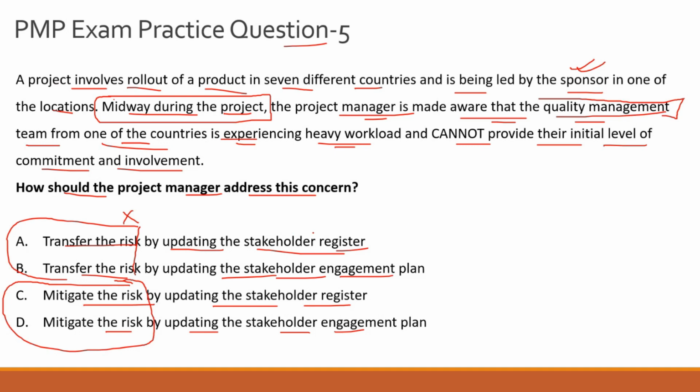So it's a wrong artifact being referred to if you are planning to transfer a risk. That is why option A and option B both are incorrect. Now that leaves us with option C and option D: mitigate the risk by updating the stakeholder register, and mitigate the risk by updating the stakeholder engagement plan.